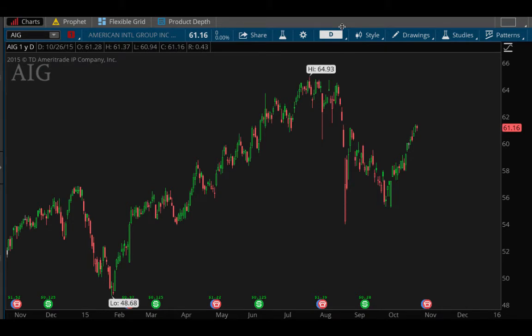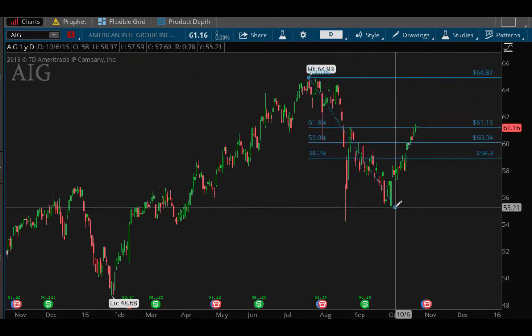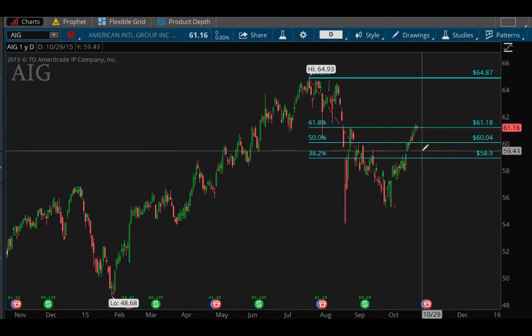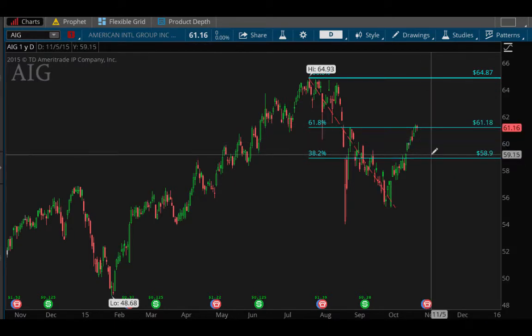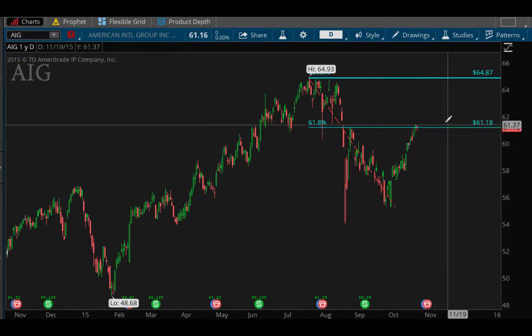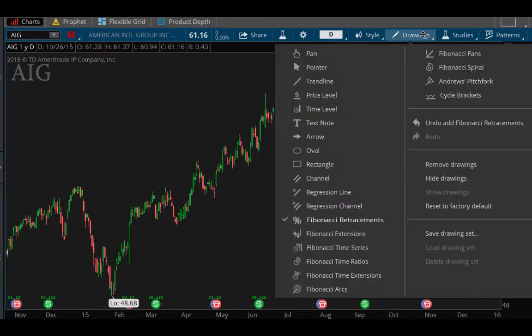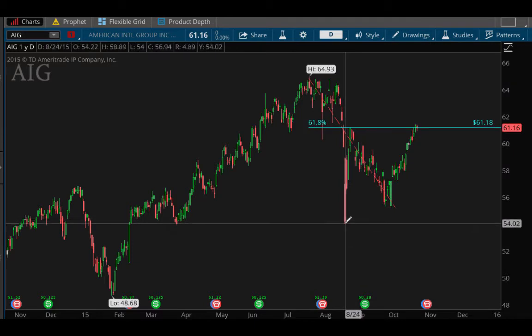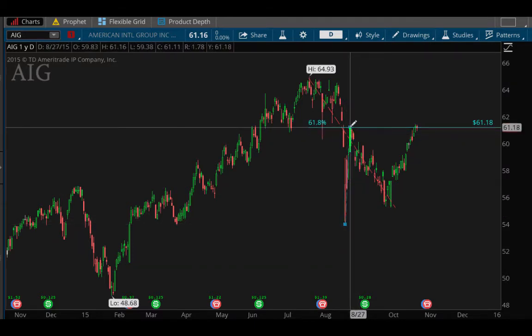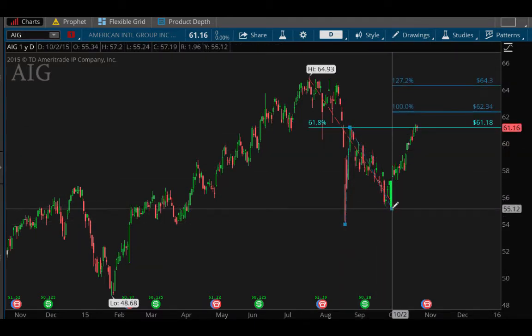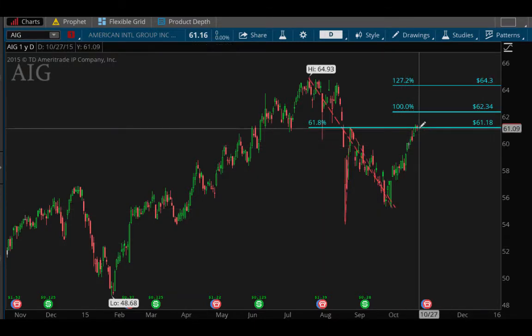Here's AIG, and let's do a retracement on the big swing, going from high to low. And you can see that the 61.8 is where the underlying for AIG is right now. Next, let's do an extension going from the Black Monday low to the high here and coming back down. Well, it doesn't seem to be anything there, but we can leave this here just for reference.